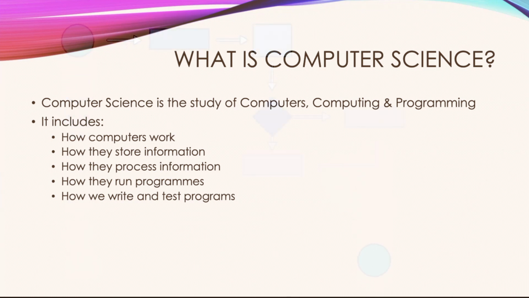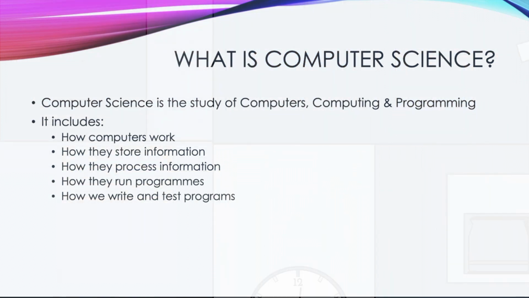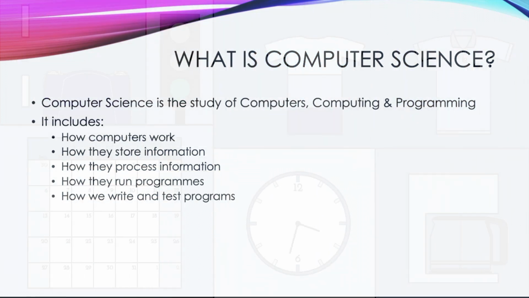So the topics that we would look at over the duration of the course are how computers work. So what are the actual parts inside a computer? What do each of them do? How do they talk to each other? We will look at how they store information. So how do they convert files and documents into a format that computers can understand. So I know in year 8 you've looked at binary, so you understand a part of that process already.